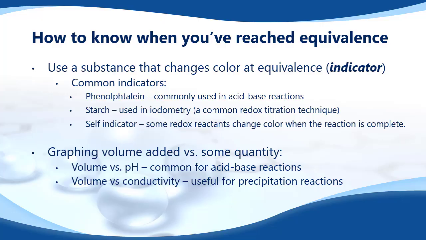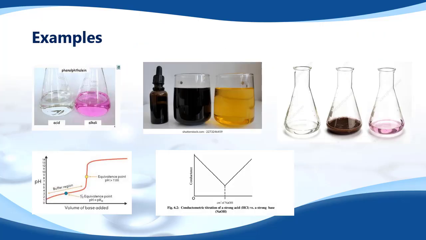Now, if you're doing things that produce precipitation or basically anything that will remove ions from solution, so for example, if a reaction forms water, you can actually do volume of titrant added versus conductivity. And I'll show you an example of that in the next slide, right? So what we have coming up are a bunch of different indicators.